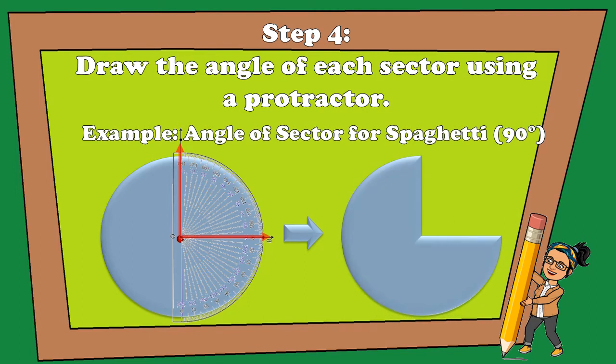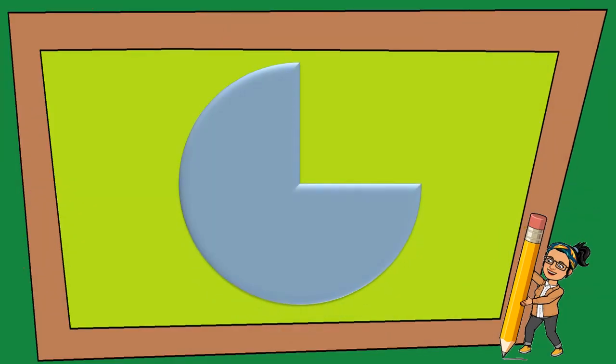This part is the remaining part for the other sectors, for carbonara, for pizza, and for burger. Now this part is the sector for spaghetti based on its angle of sector. This indicates that this angle is 90 degrees. Okay? So we now have a slice for spaghetti in our pie graph. We're done drawing our angle of sector for spaghetti, and this slice represents it.